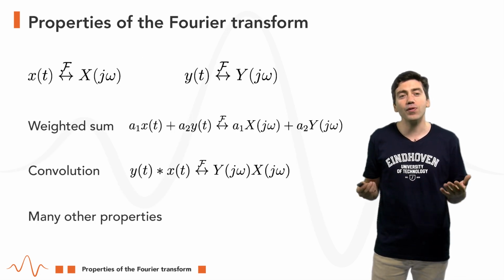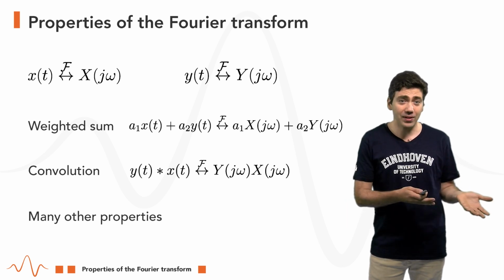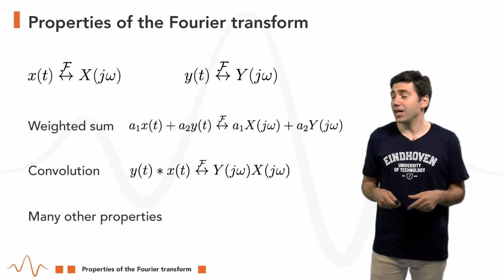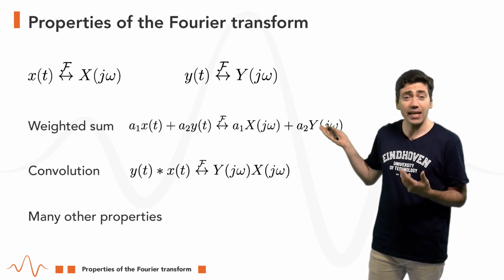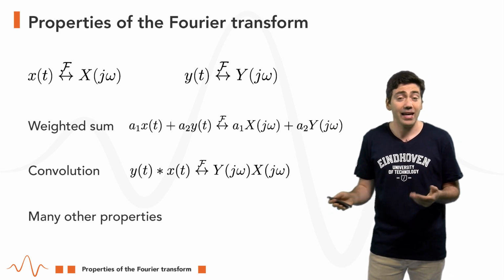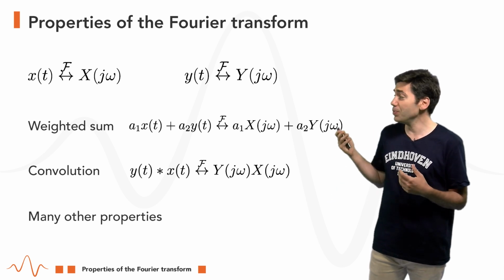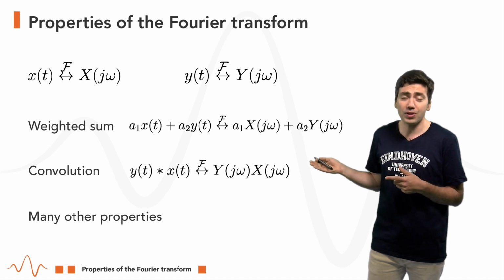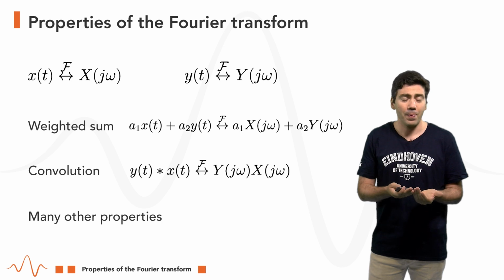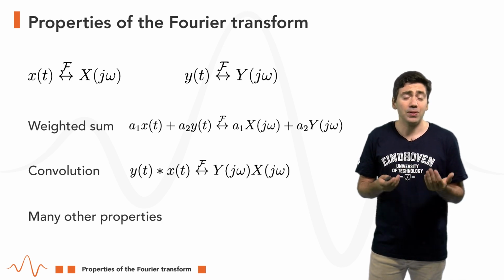There are also many properties of the Fourier transform which allow us to compute Fourier transforms of elaborate signals from Fourier transforms of simple basic signals. For instance, if we already know the Fourier transforms of signals x and y, and we want to compute the Fourier transform of a weighted sum of x and y, that is simply the weighted sum of the Fourier transforms. If we want to compute the Fourier transform of the convolution between x and y, that is simply the product of the Fourier transforms. And there are also many other properties that can help us to the same effect.